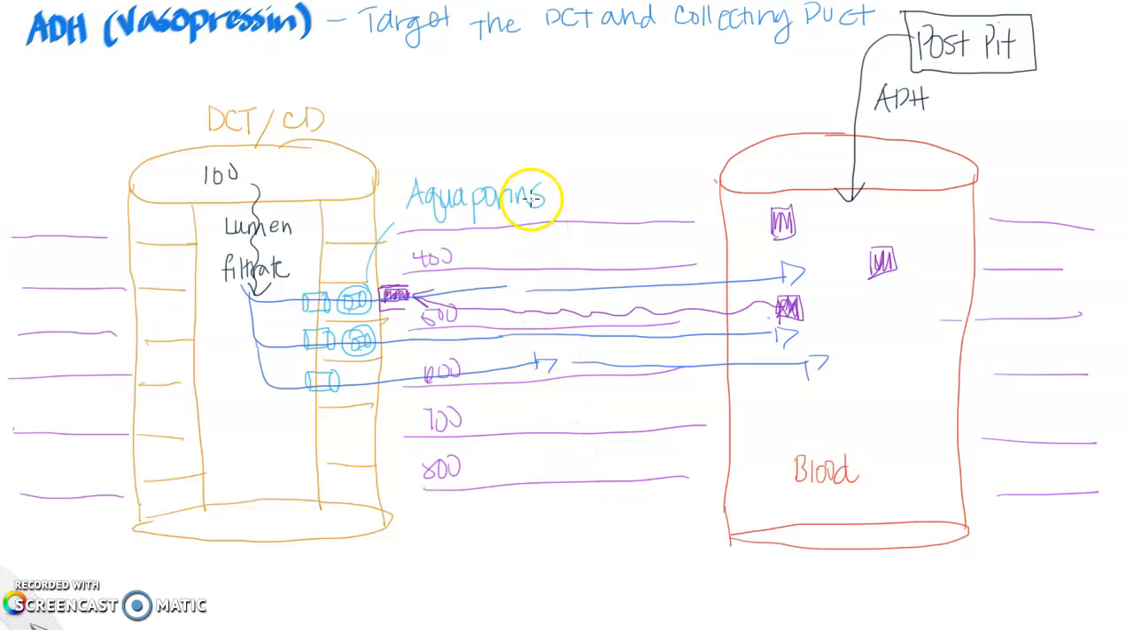So this is how ADH works. ADH tends to work with another hormone called aldosterone, which we'll go over next.